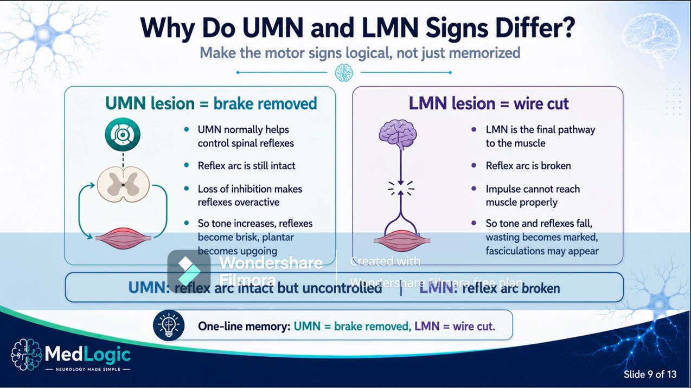The lower motor neuron is the final pathway from the spinal cord to the muscle. If this pathway is damaged, it is like a wire being cut.